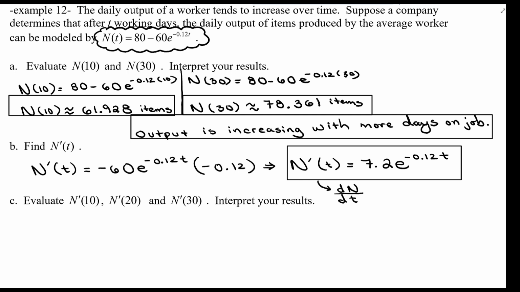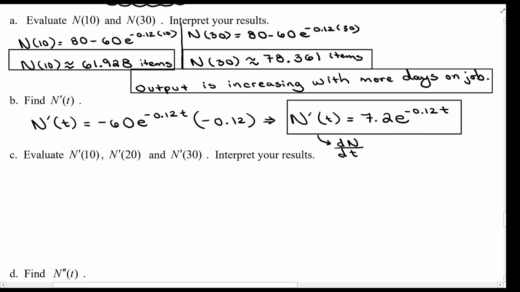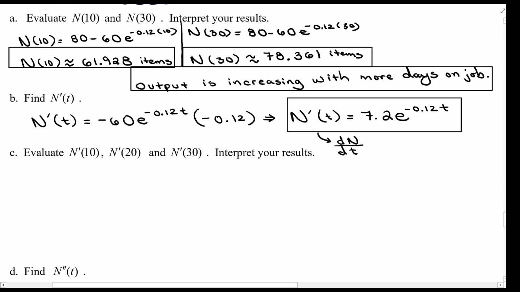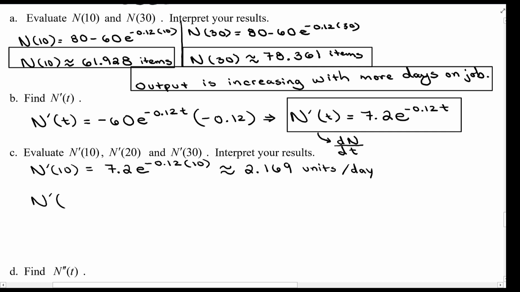C, evaluate n prime of 10, n prime of 20, and n prime of 30. Interpret your results. N prime of 10 is going to be equal to 7.2e raised to the negative 1200ths times 10 power, which is approximately equal to 2.169 units per day. So this represents our rate at t equal to 10.